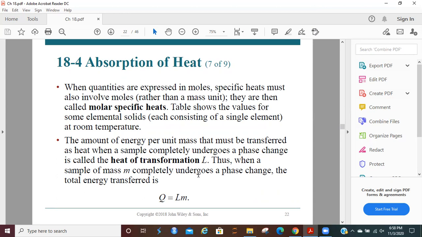The amount of energy per unit mass that must be transferred as heat when the sample completely undergoes a phase change, in other words, if it goes from solid to liquid or liquid to gas or the other way around, that's going to be called the heat of transformation. That's going to be denoted with the capital letter L. Thus, when a sample of mass M completely undergoes a phase change, the total energy transfer is going to be the heat of transformation multiplied by the mass.